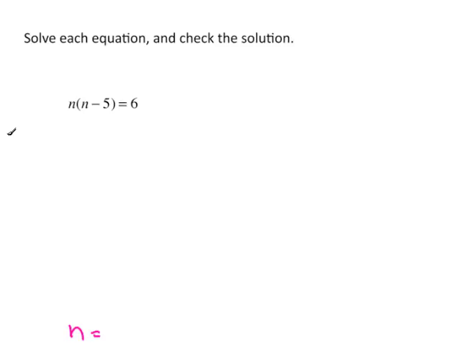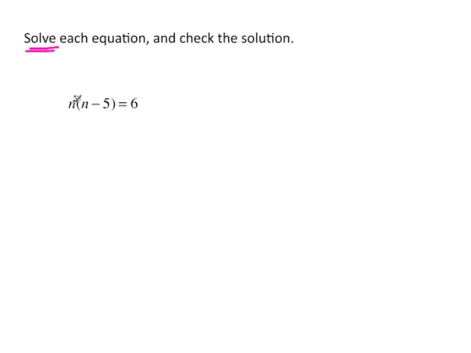Solve each equation and check the solution. When we see the instruction "solve," that means we have to come up with the value of n. So we need to look at this problem here, and we see that it is not equal to 0. So our first step is to try to make this problem equal to 0.